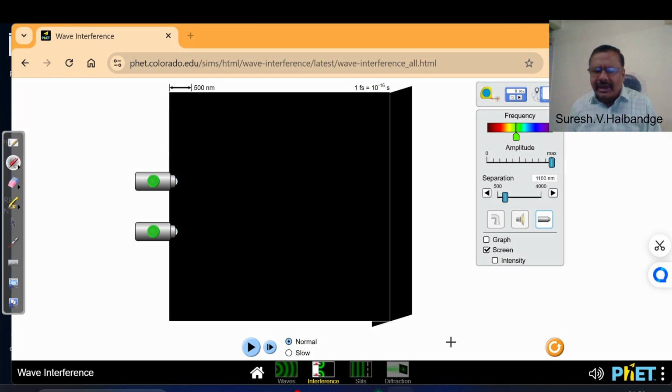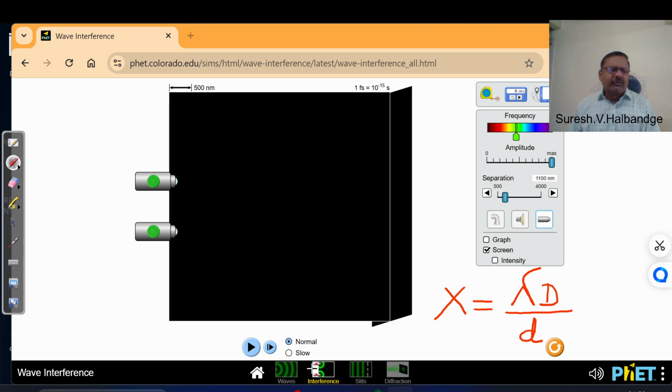I will write the formula here. Bandwidth x is equal to lambda into capital D divided by small d. This is the formula for bandwidth. Now here x stands for the bandwidth, lambda stands for the wavelength of the light used, capital D is the distance between the source and the screen.